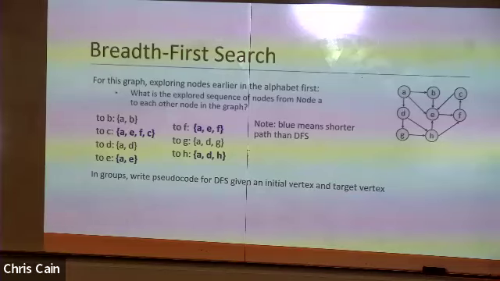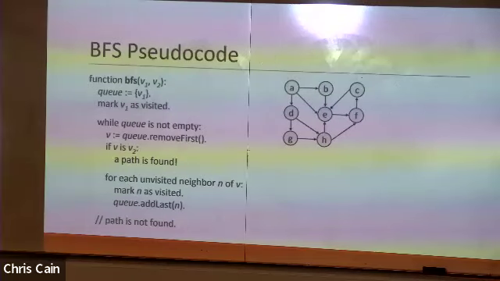Is graph BFS going to be recursive? No? I agree, it is iterative. So we're going to set the queue to be the initial node. We're going to mark the initial node as visited. And then we check if the queue is empty. If the queue is not empty, then we're going to dequeue the first element of that.